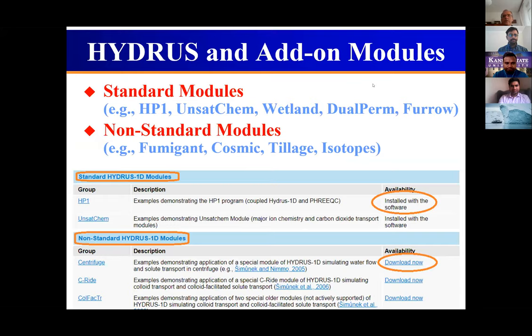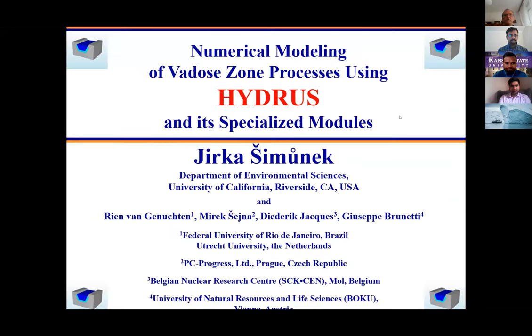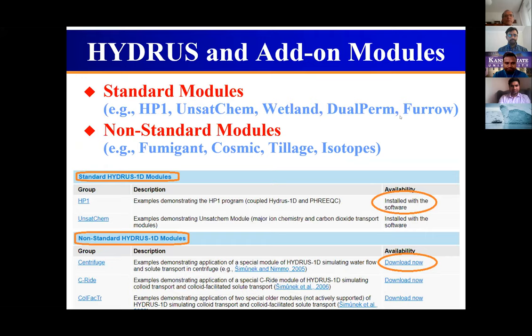Yes. Okay, so I will now talk about these specialized modules. We have two types of add-on modules, and that's true for both HYDRUS 1D and HYDRUS 2D. One I call standard, and those are modules which are fully implemented in the graphical user interface. You can display all the results and enter all the inputs through the graphical user interface. The examples are HP1, which is coupling with PHREEQC, UnsatChem, MetLand, Ferro, DualPerm, etc.